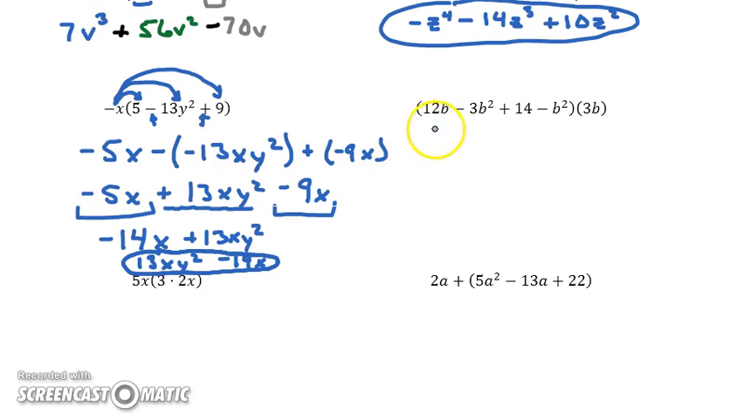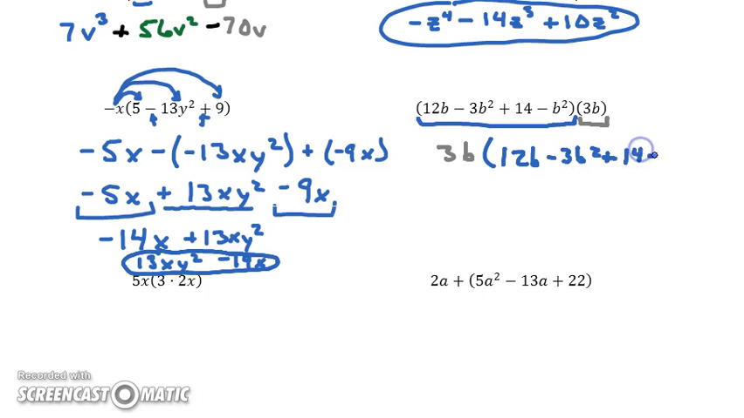And this is the last one that we'll do in this video. I noticed that this 3b is written on the right side. By the commutative property, I can see here's one of the things that I'm multiplying, and then here's the other part that I'm multiplying. So each of those factors I can switch around, and I can write 3b on the right side if I want to, and then I would write 12b minus 3b squared plus 14 minus b squared.